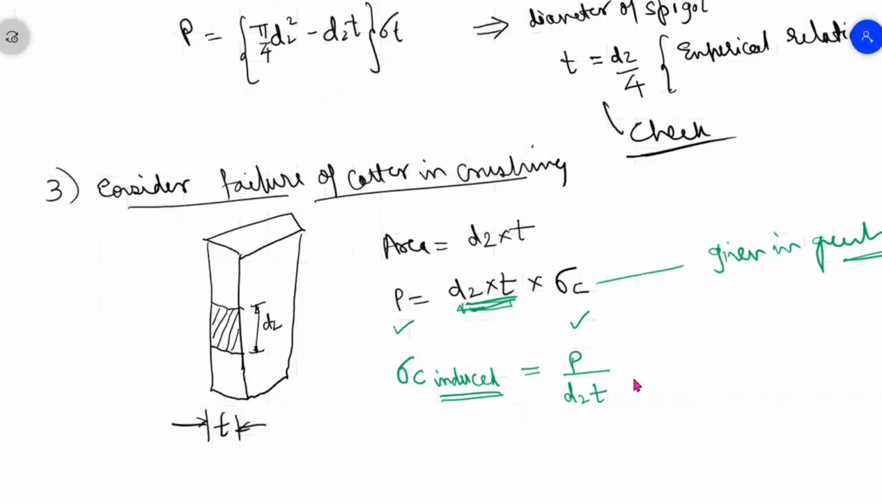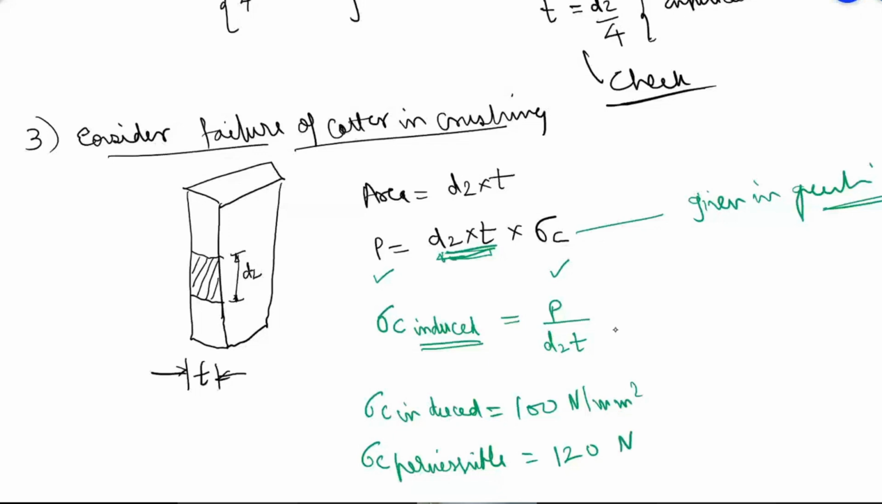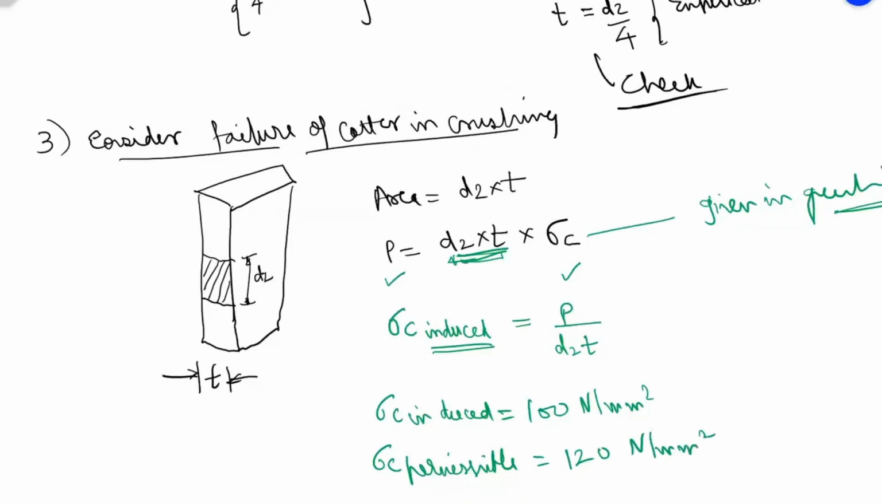Now this value of sigma C that we'll find, suppose, for example, I will take in terms of numbers now. Sigma C induced is coming out as 100 and sigma C permissible. What does permissible mean? What is given to us in the question is 120. Obviously Newton per mm square. So will the material fail or not? No, sir. It won't.